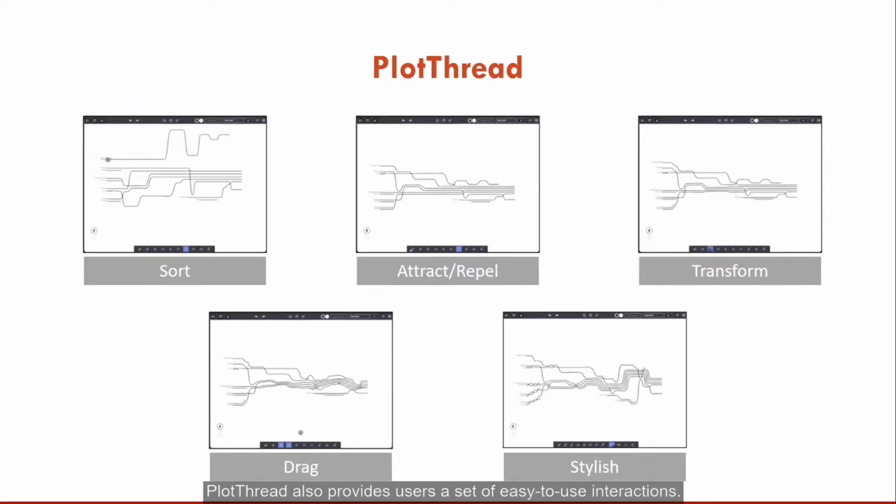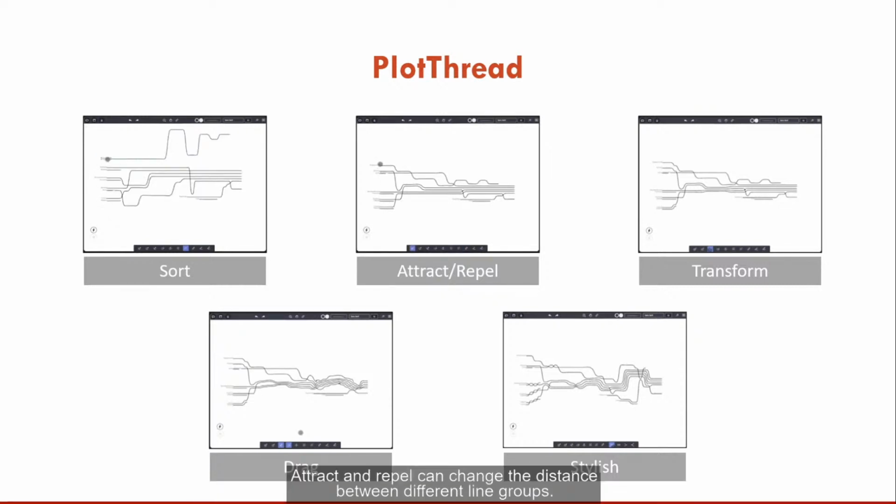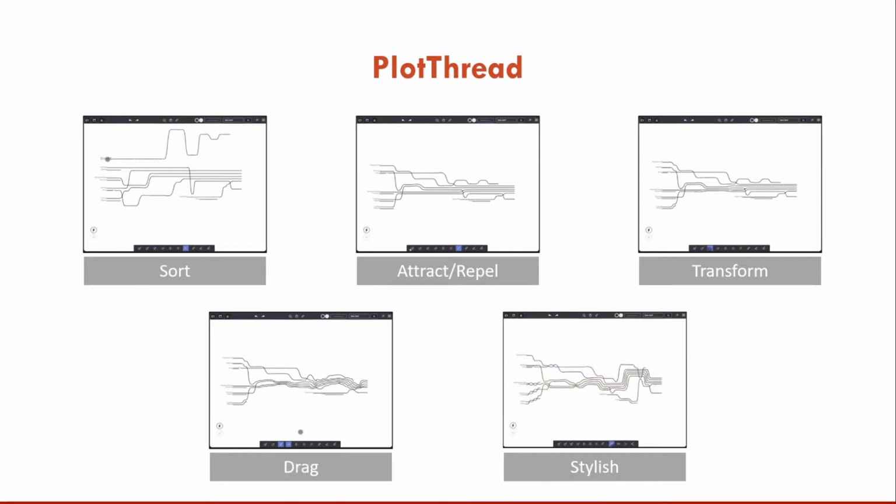PlotThread also provides users a set of easy-to-use interactions. For example, users can change the order of characters using sort. Attract and repel can change the distance between line groups. Transform can change the overall trend of layouts. Drag can relocate line groups. Stylish can embellish individual lines, such as changing their colors or line styles.